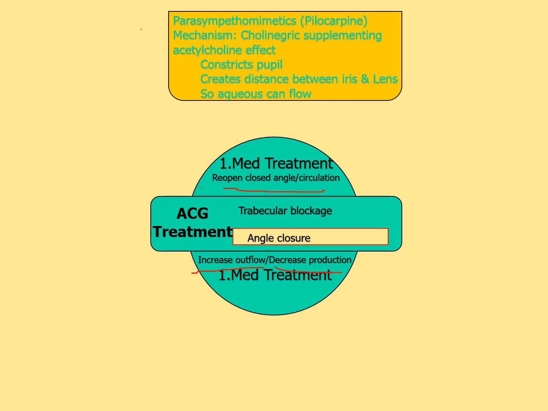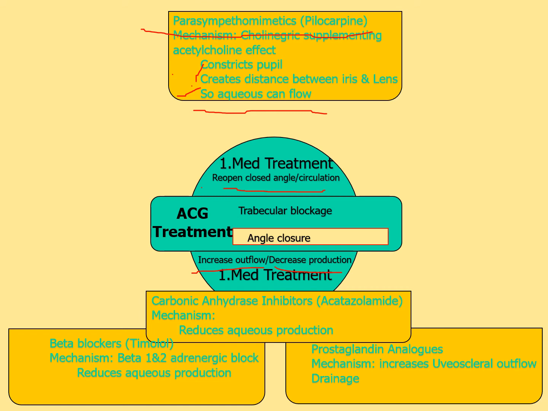The parasympathomimetic drugs are used to reopen the angle in pupillary block glaucoma, and the mechanism is slightly different from open angle glaucoma. Here, the pilocarpine constricts the pupil, creates a distance between the iris and lens so the aqueous can flow into the anterior chamber.